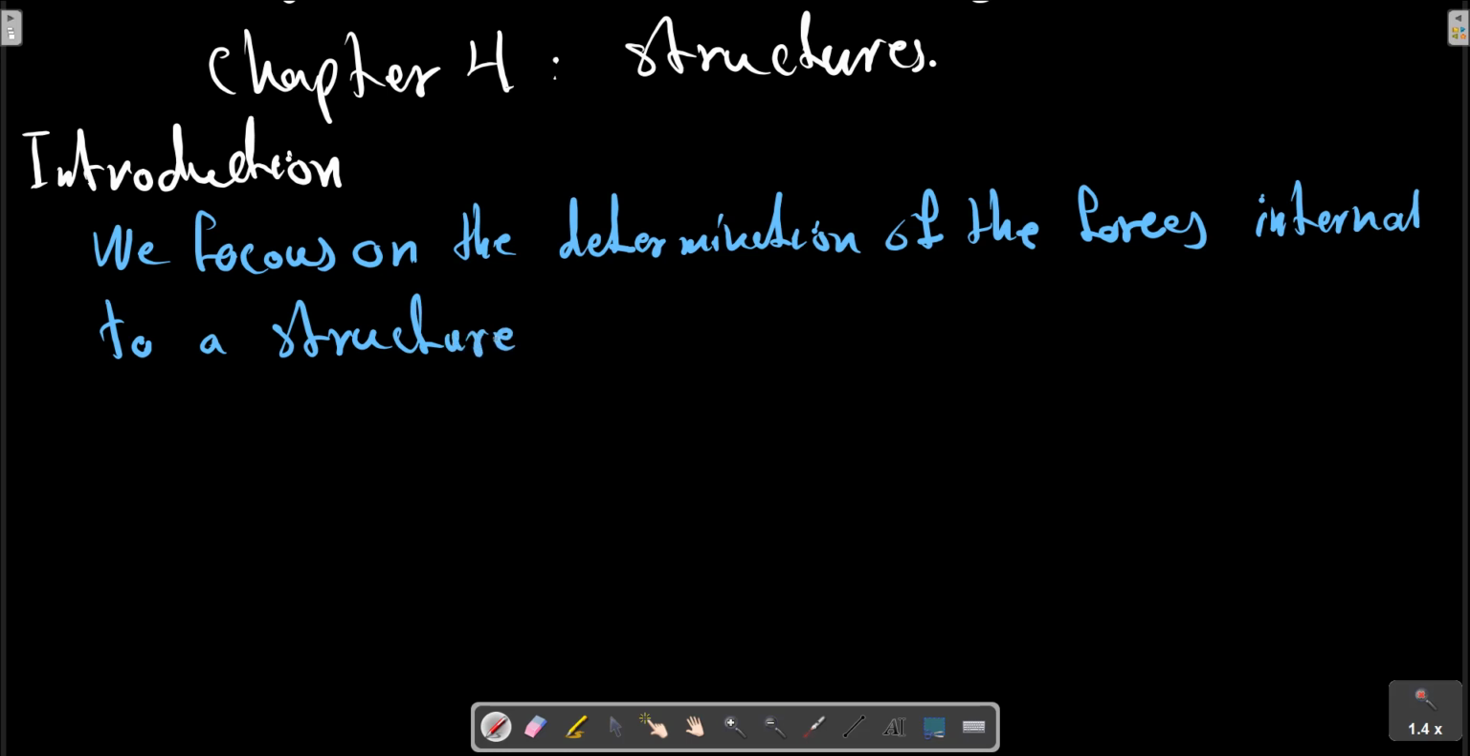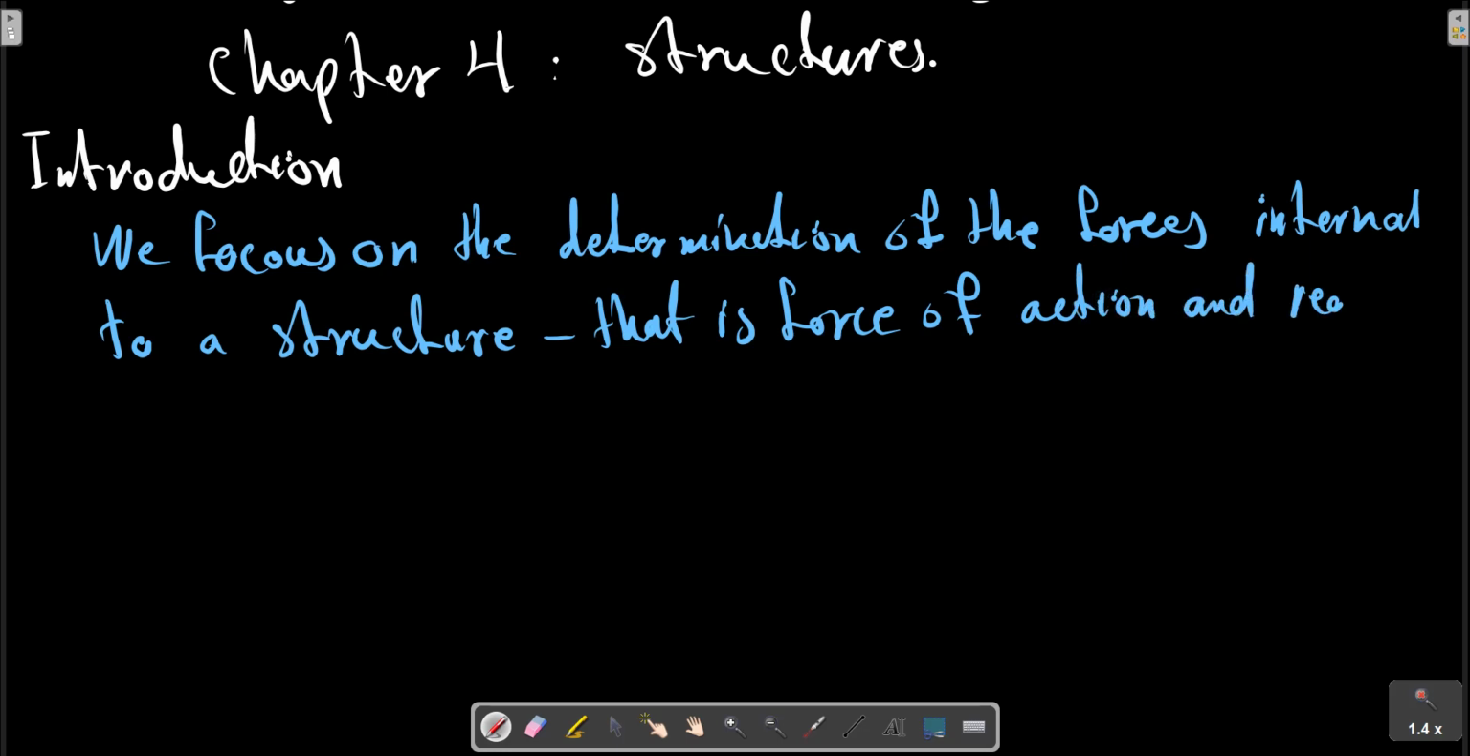A structure, that is, the forces of action and reaction between the connected members.